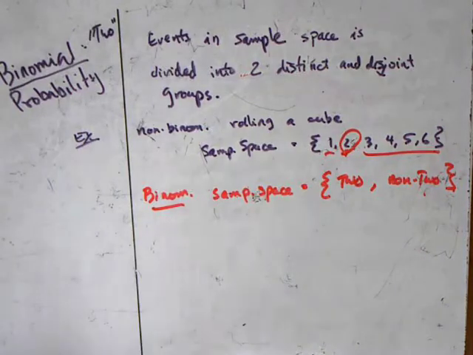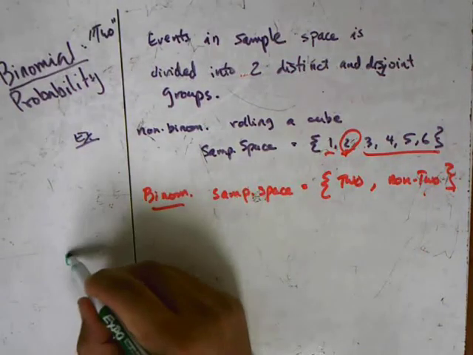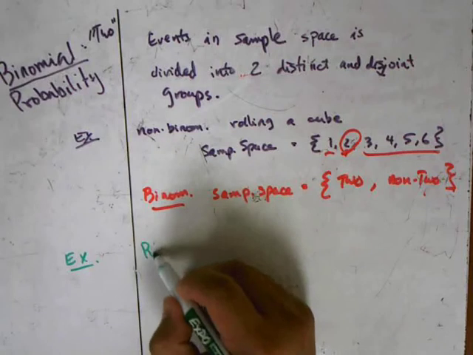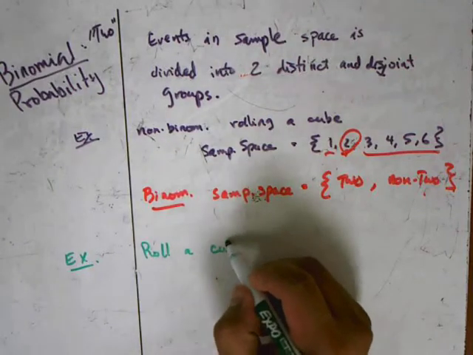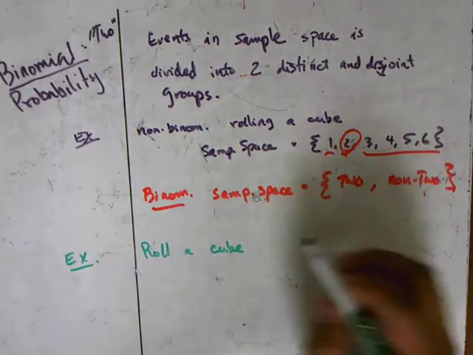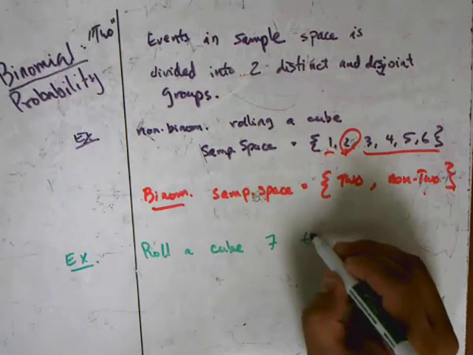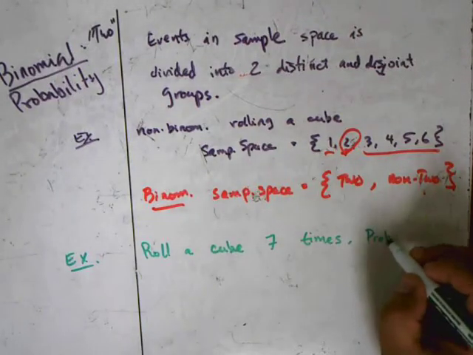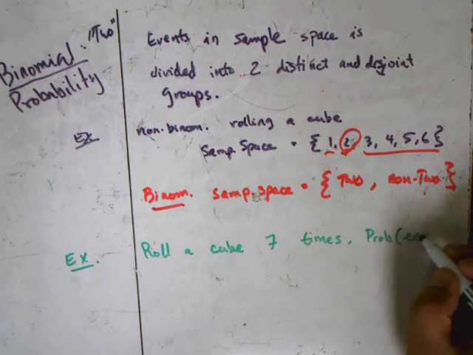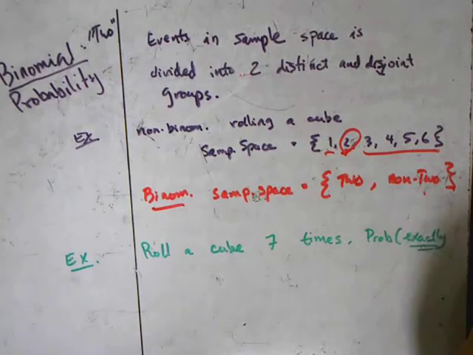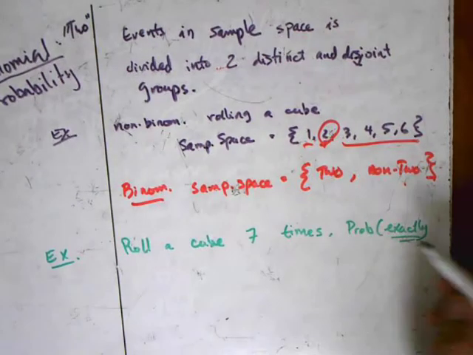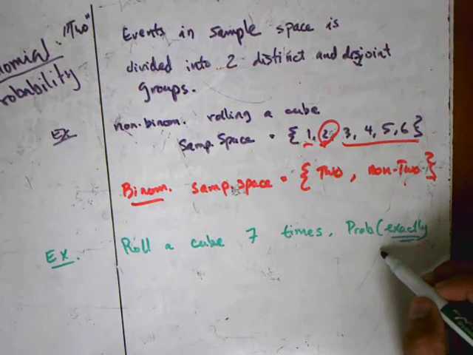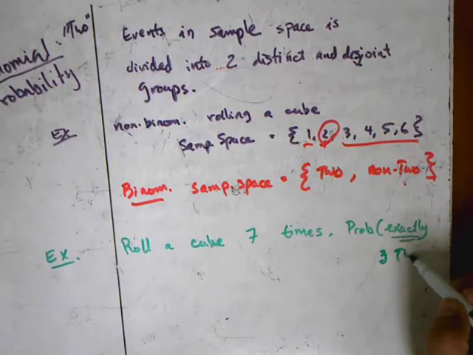And let's take another example. Let's say we roll a cube 7 times. What is the probability of getting exactly, and the keyword here is exactly, 3 2s?